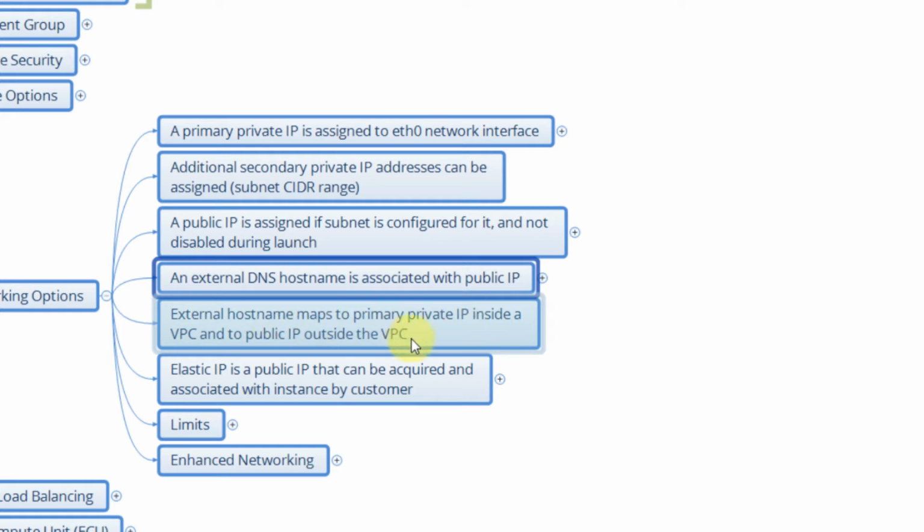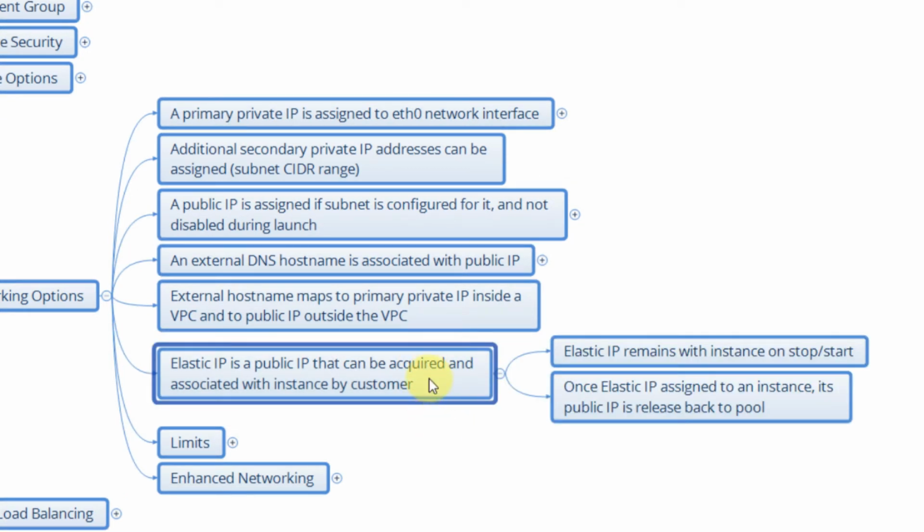Outside the VPC, it resolves to the public IP address. In addition, there is an elastic IP. It's a public IP that can be acquired and released by a customer and then associated with an instance or disassociated from an instance. Unlike a public IP, an elastic IP remains with an instance when you stop and start. Also note that once you assign an elastic IP to an instance, any public IP associated with it is released back to the pool.